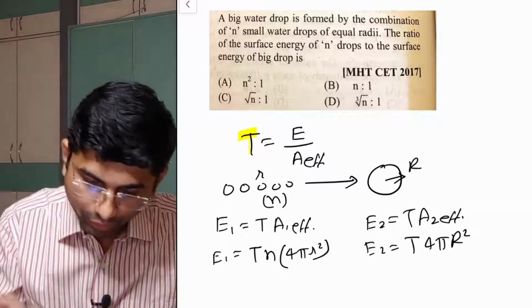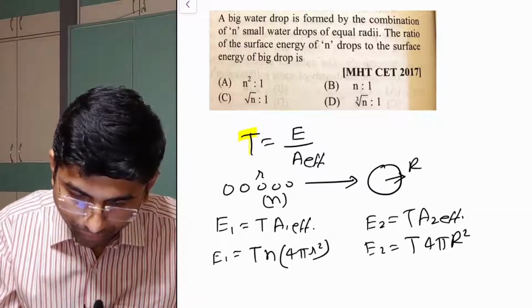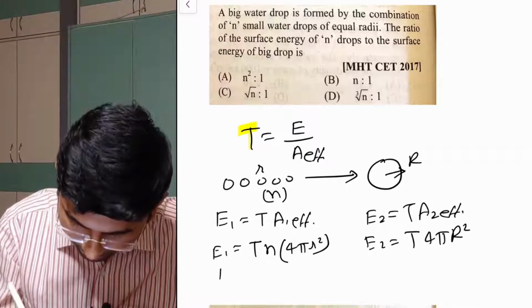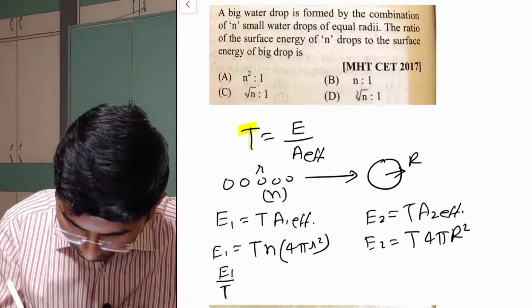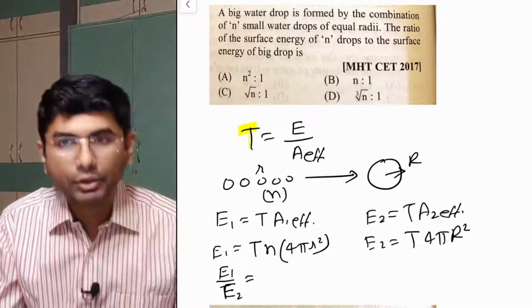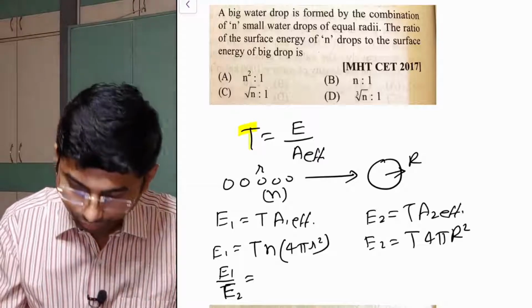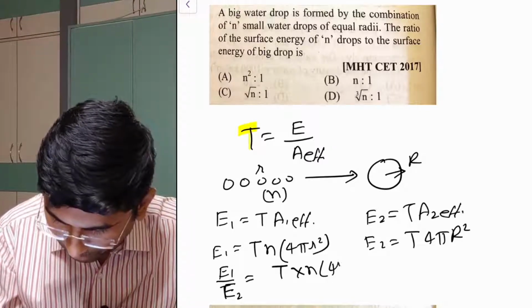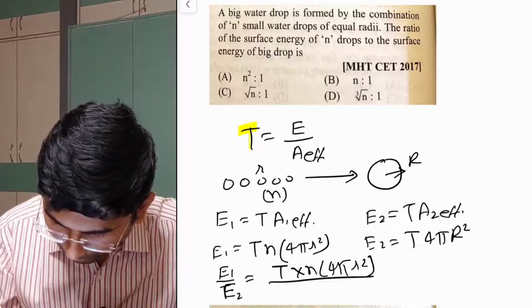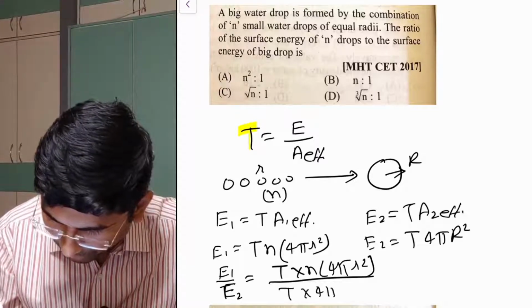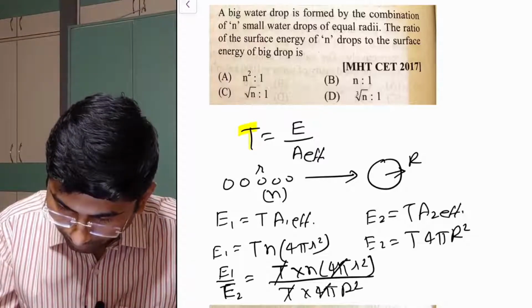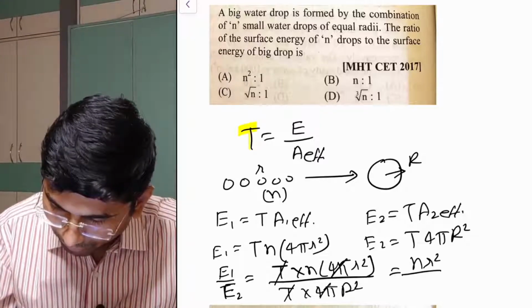Now here, what is the question? The ratio of the surface energy of n drops to the surface energy of big drop. Now, what is being asked to us? E1 upon E2. That's our question, E1 upon E2. Now, if I just do it, T into n times 4 pi r square upon T into 4 times pi R square. T is going to get cancelled, 4 pi is going to get cancelled. Now my answer will be n r square upon R square.